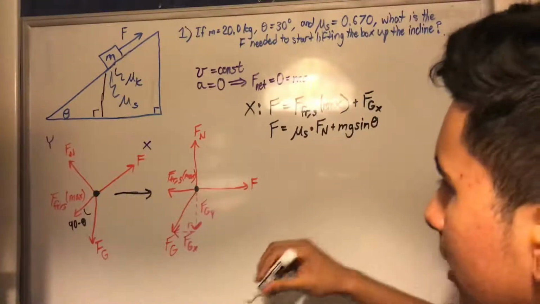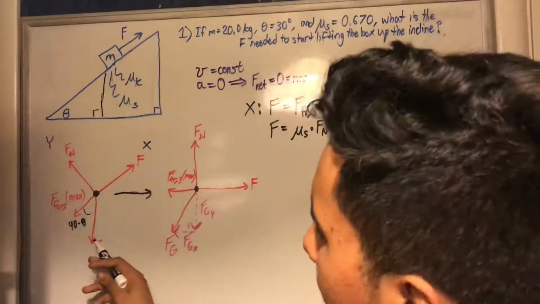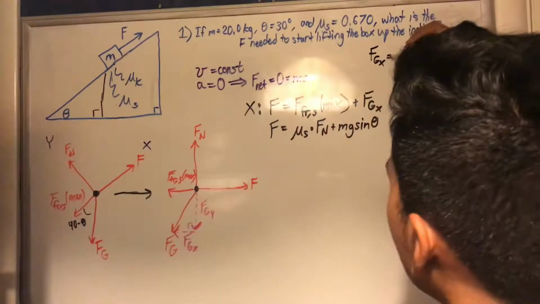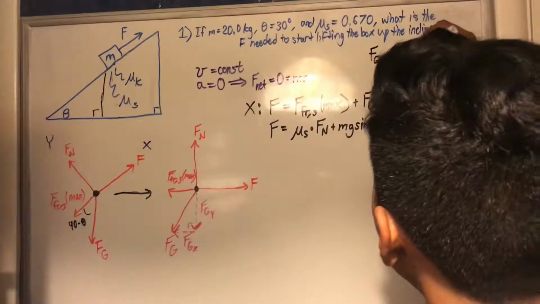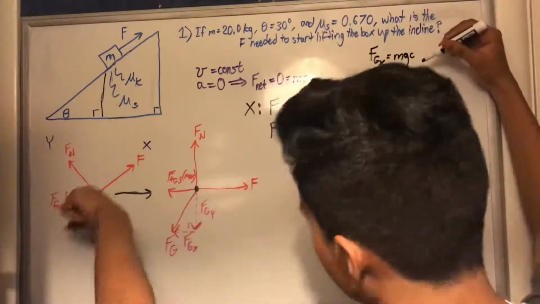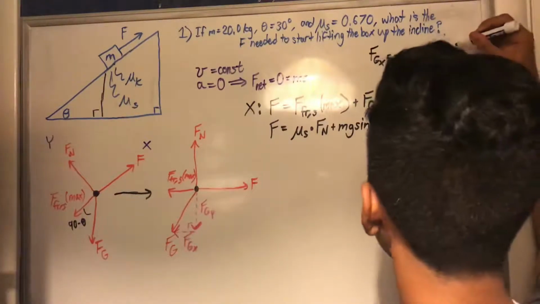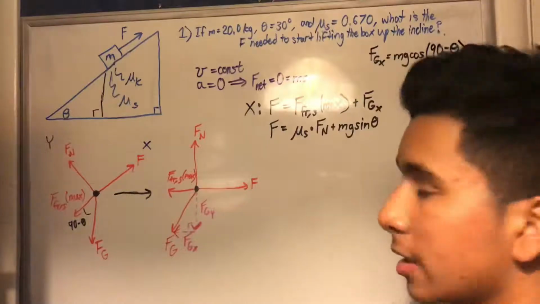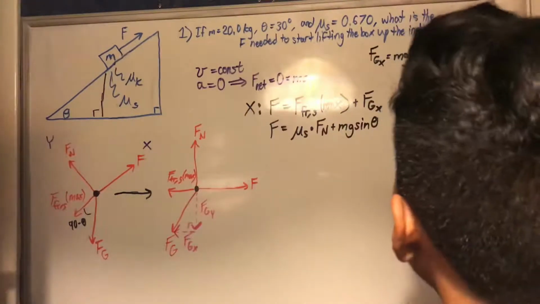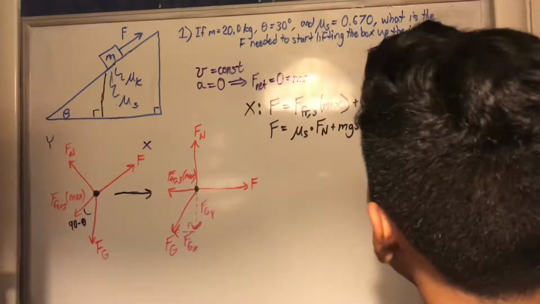So knowing this angle, we can just say that the FG in the x direction, writing it down up here in this corner, is just mg cosine, because it's adjacent to this angle, cosine, but not of theta, of 90 minus theta. And the cosine of the complement, 90 minus theta, is equal to sine of theta.